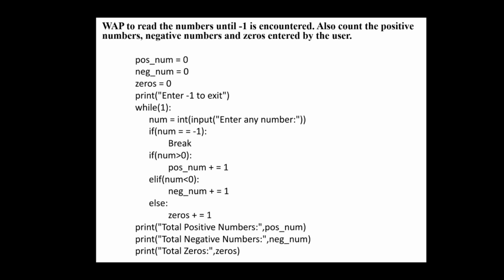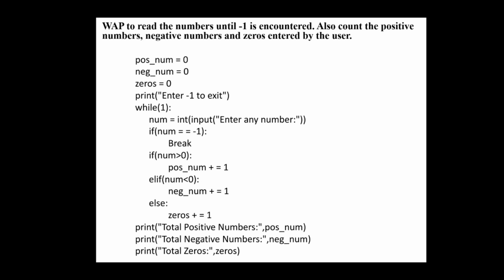Now if num == -1: break. If num > 0: pos_num += 1, which means pos_num = pos_num + 1. Elif num < 0: neg_num += 1, that is neg_num = neg_num + 1. Else: zeros += 1, that means zeros = zeros + 1.